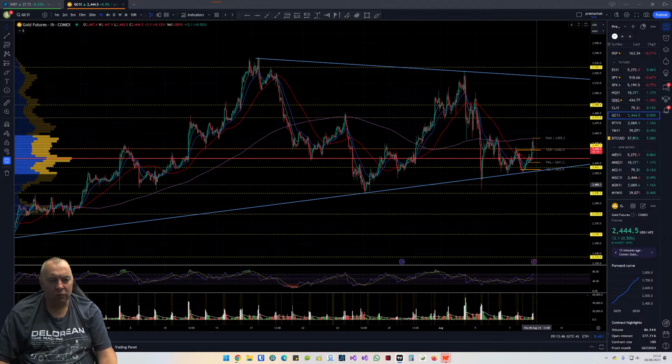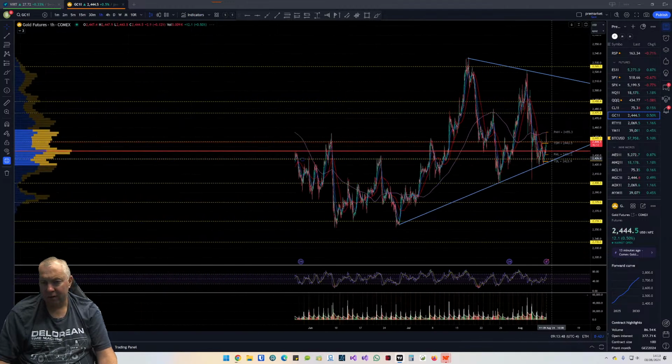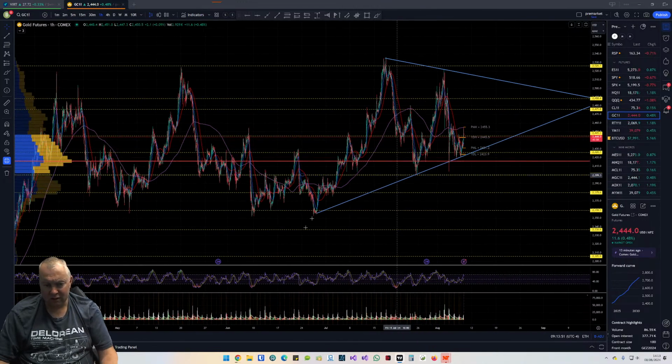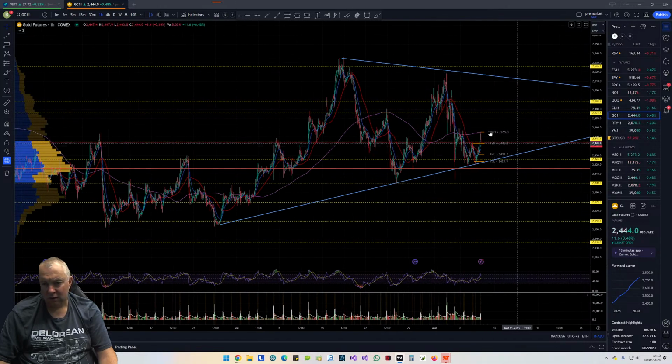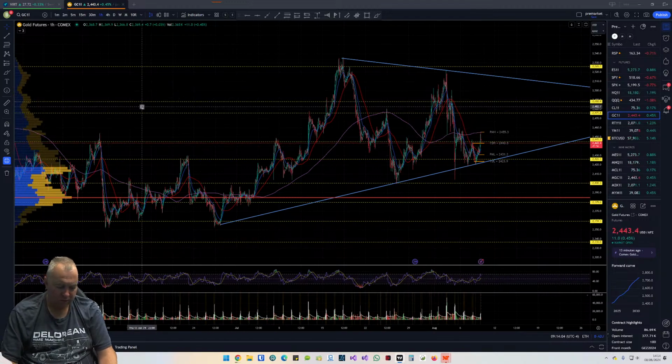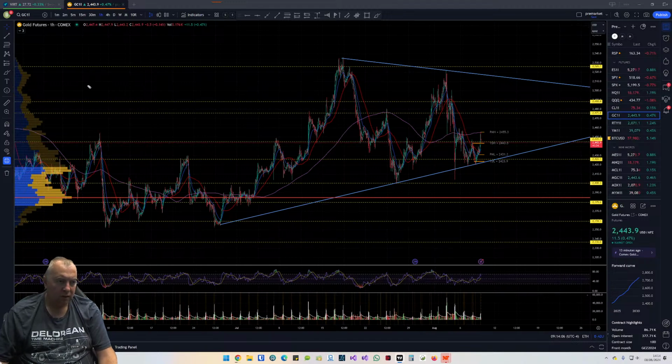Okay, next up is gold. And look at that, we're holding this trend line at the bottom. Again, I like the break and retest of pre-market high on gold. And there's a decline in volume. So you can see the volume is declining. If we break over, there's less and less volume. We've got a few key areas.